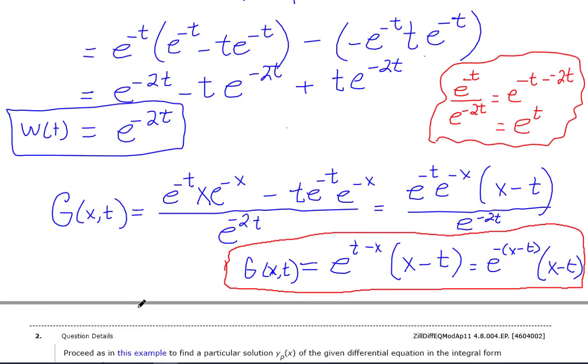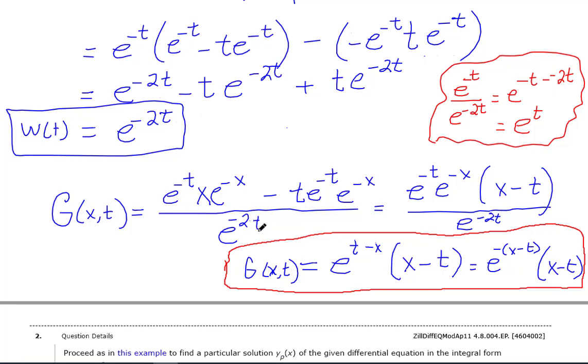Alright, so now it's a question of filling things in for my Green's function. We have y1 of t, y2 of x, minus y2 of t, y1 of x. Alright, and on the bottom we have the Wronskian that we got.